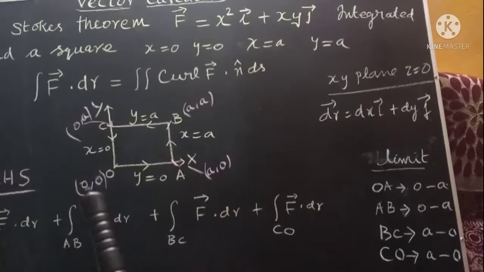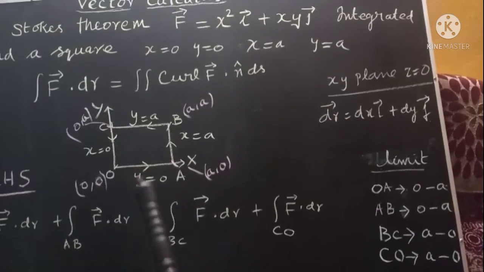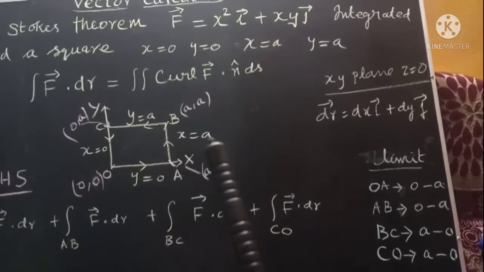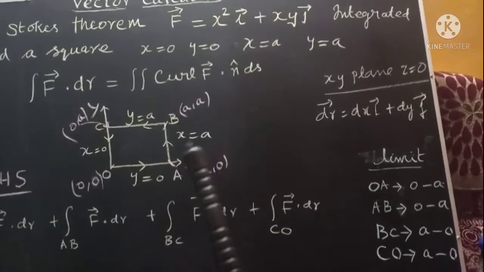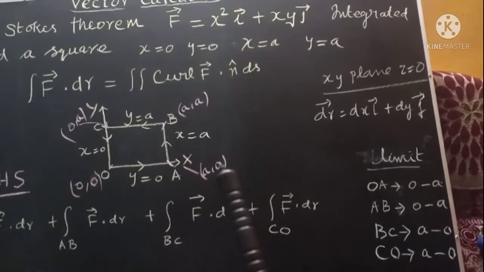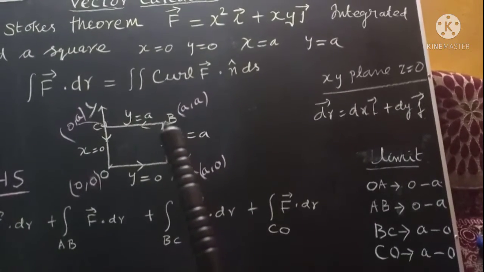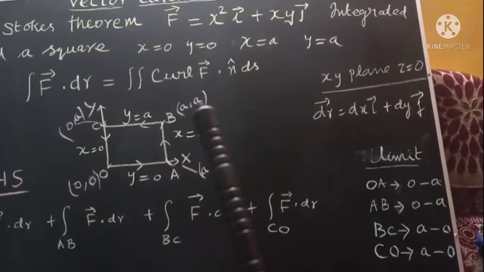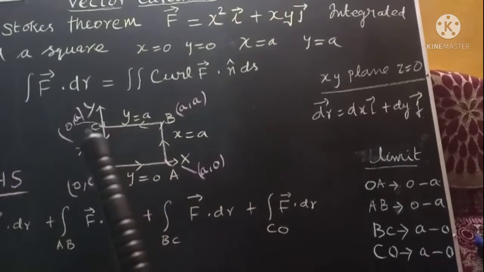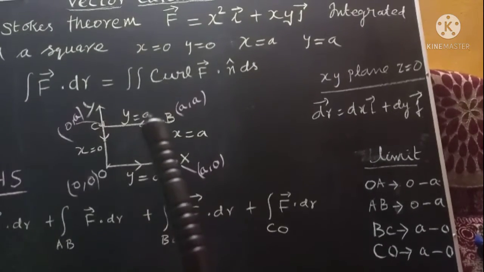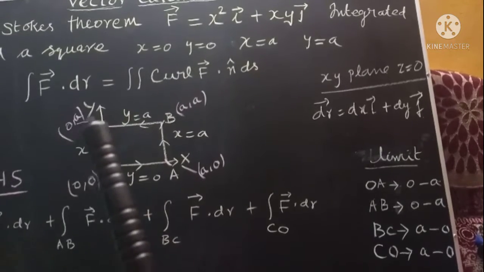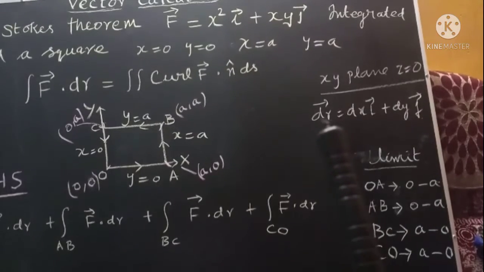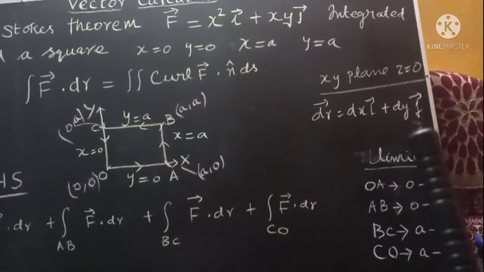The origin is 0, 0. Here is the point (a, 0), this is point A. Then (a, a) is point B. Next, point C is (0, a). This is the xy plane, z equal to 0. dr vector is equal to dx i vector plus dy j vector.